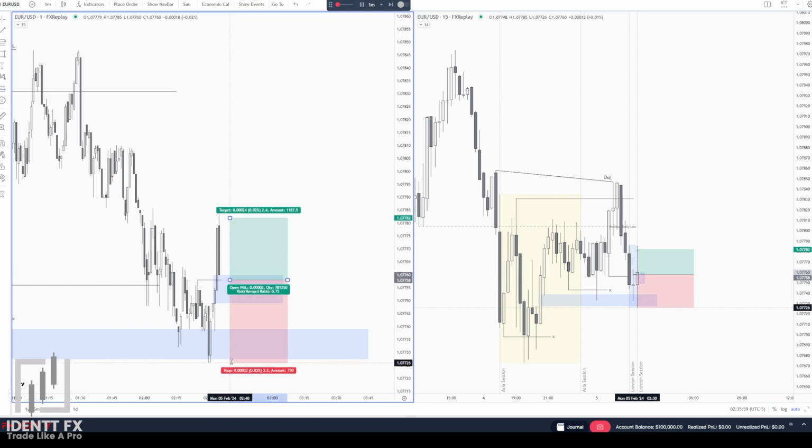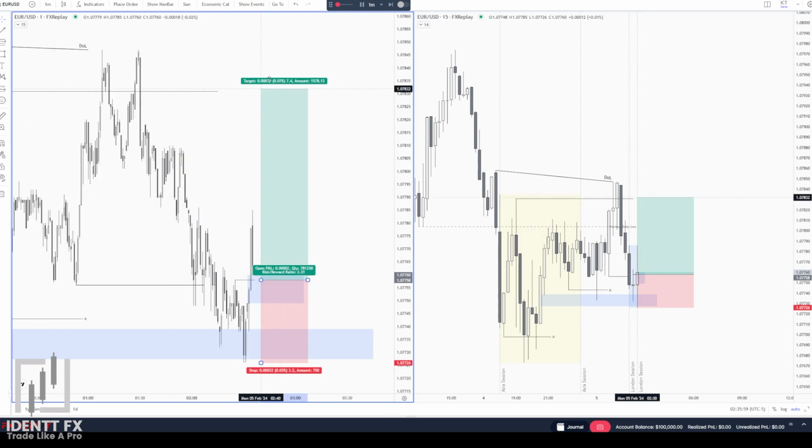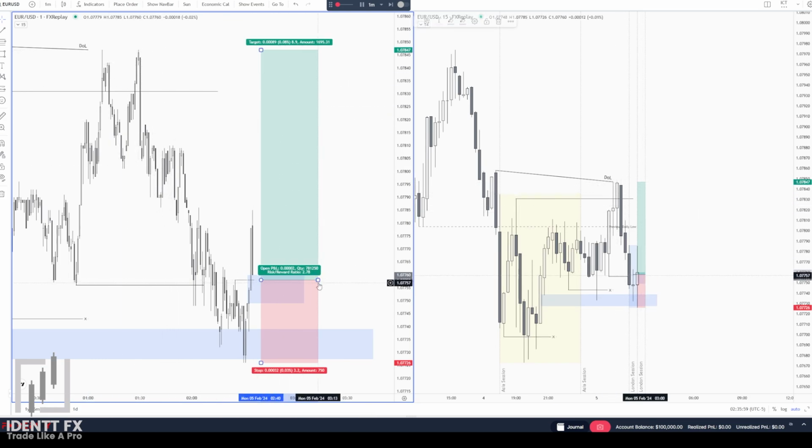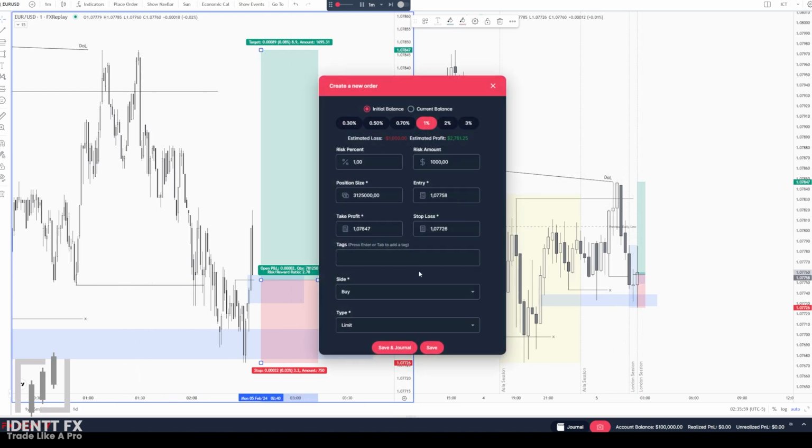Let me hit my entry right here. I will be covering the low of this leg right here. And then our target is going to be the draw on liquidity that I marked out, and I'm going to go with the low hanging fruit draw that we had in between the Asian session and the London session, which in this case, if it were to succeed, would net us around 2.8R. We're going to be risking 1% on this trade.